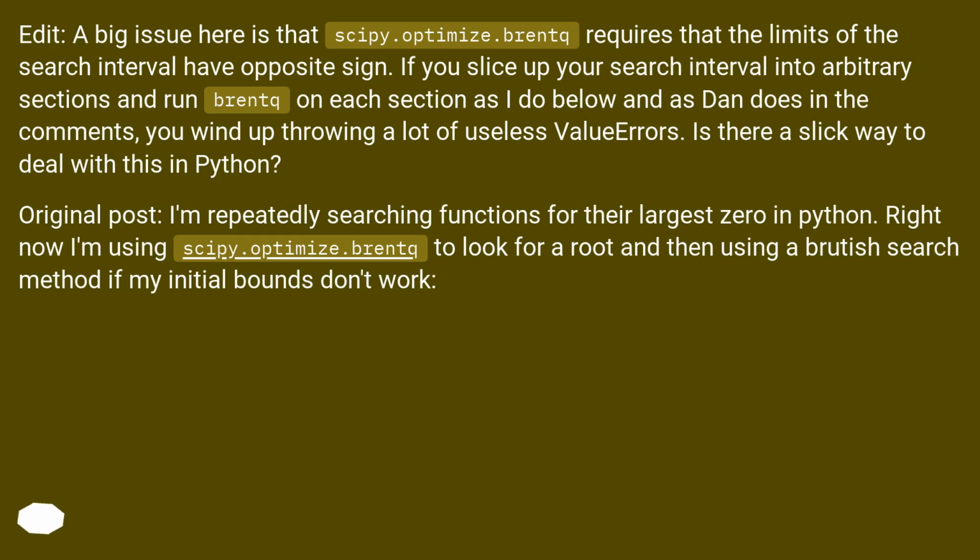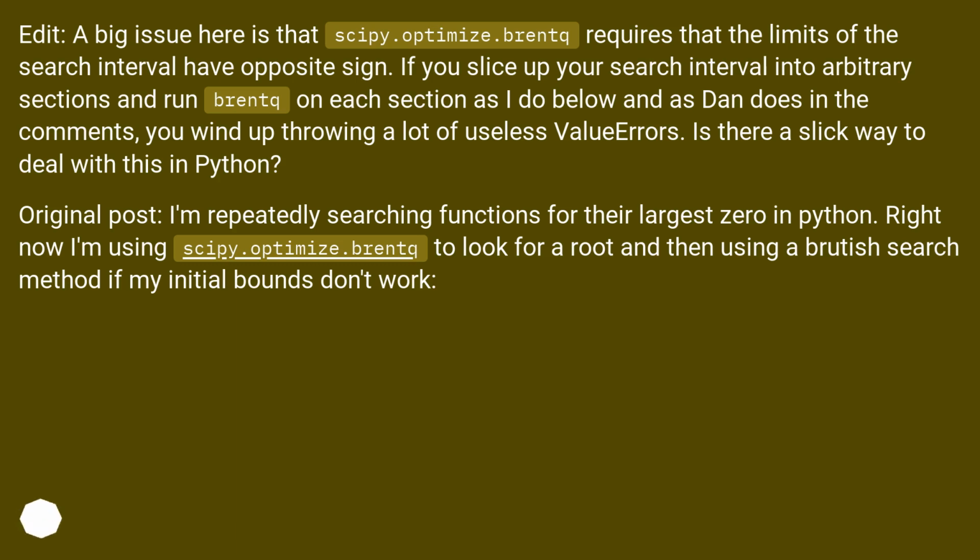Edit. A big issue here is that scipy.optimize.brentq requires that the limits of the search interval have opposite sign. If you slice up your search interval into arbitrary sections and run brentq on each section, as I do below and as Dan does in the comments, you wind up throwing a lot of useless value errors. Is there a slick way to deal with this in Python?